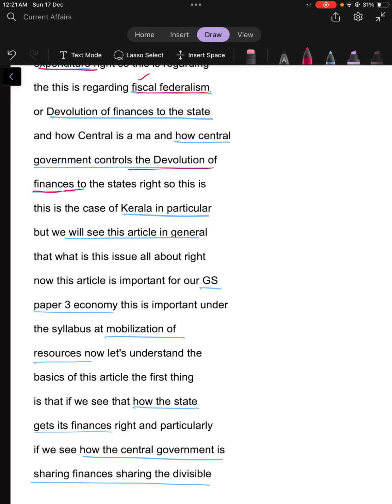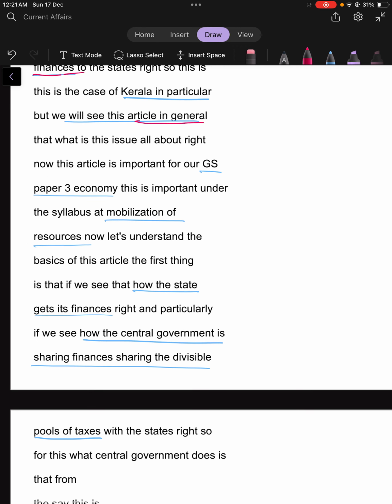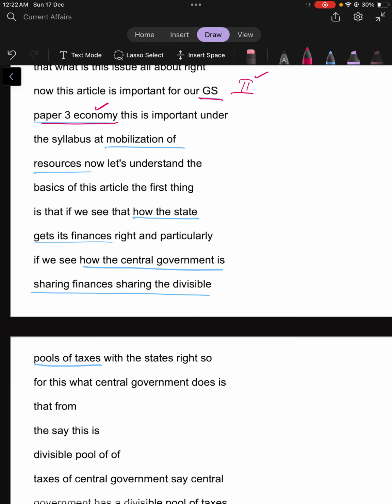So we will talk not only about Kerala, but about this article in general. We can relate this to GS Paper 3 economy and also to GS Paper 2, that is devolution of power from center to state. From GS Paper 3 there is a topic, mobilization of resources. We can relate this topic to this. So we must know how the state gets its finances.